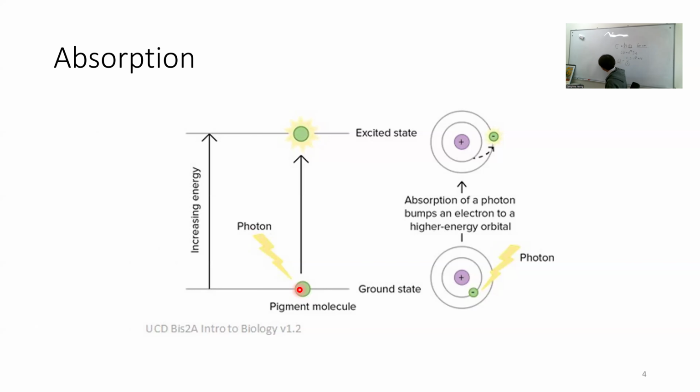So for example, if this is the ground level, and there is excited level 1, excited level 2, excited level 3, then photons that do not have energy corresponding to these gaps are not absorbed. Absorption only happens when the photon's energy matches this energy gap, or this gap, or this gap. That is the quantized, quantum mechanical phenomenon of absorption.